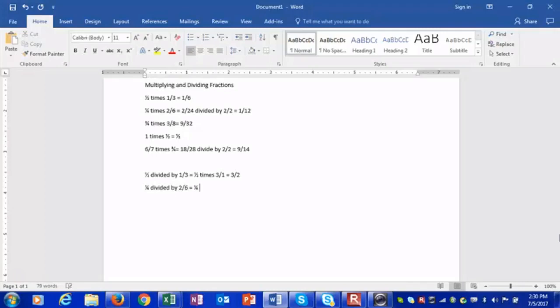Bring down 1/4. Change the sign in the middle. Flip the second fraction. 1/4 times 6 over 2. 1 times 6 is 6. 4 times 2 is 8. 6 divided by 8, if you divide by 2 over 2, you get 3 over 4 in reduced form. Okay?